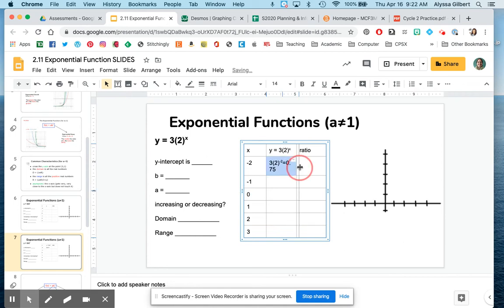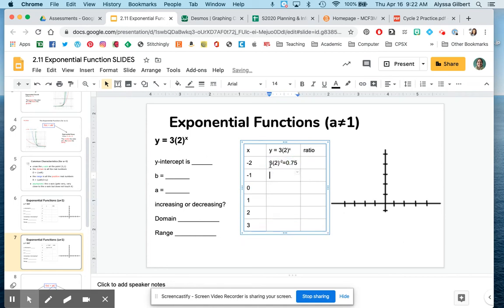I'm going to make this bigger. Okay, so now we're going to do that for the rest of these. So this one, instead of being 2 to the negative 2, we're going to put in our x as negative 1. And so if you do 2 to the negative 1, that's 0.5. And then times 3 is 1.5. And now this is going to be the same thing, but it's going to be 0 now, isn't it?